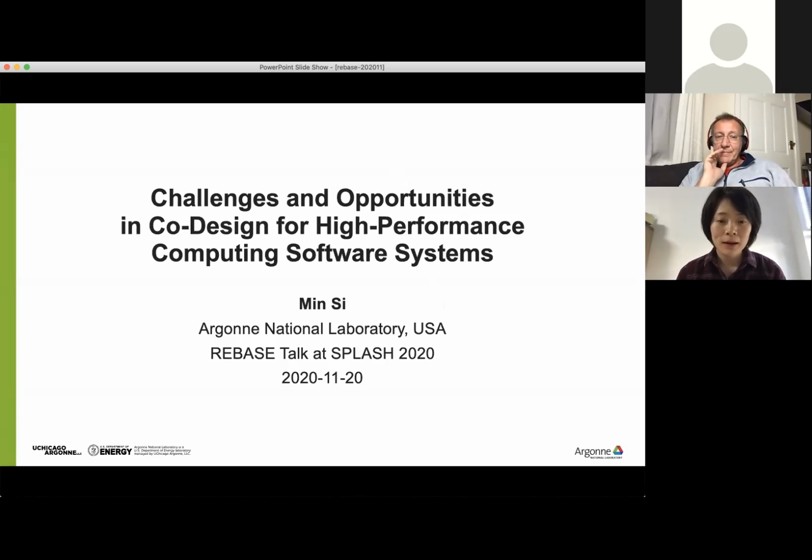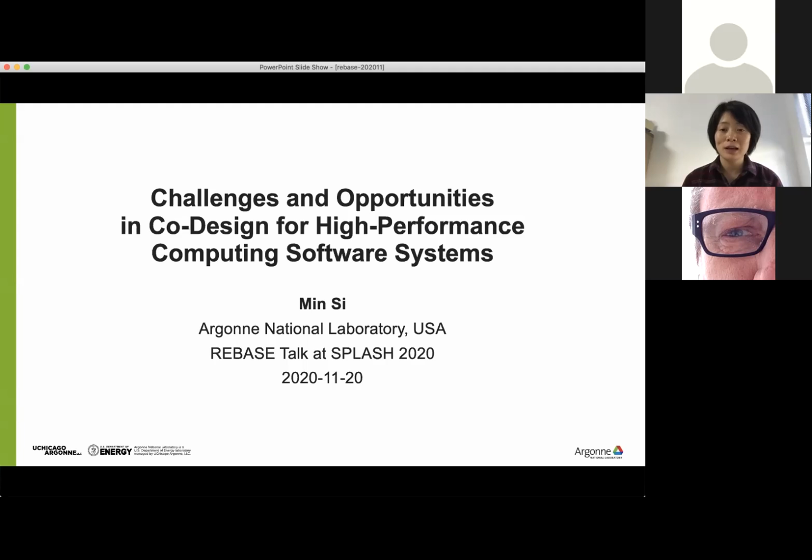Hello everyone. My name is Min Si. I'm a computer scientist from Argonne National Laboratory, and my work is in high performance computing, in a smaller scope. It's more related to the communication subsystems that we are building for high performance computing systems. It's my great opportunity to attend the talk today and discuss with everyone the challenges and opportunities we found in the co-design for high performance computing software systems.